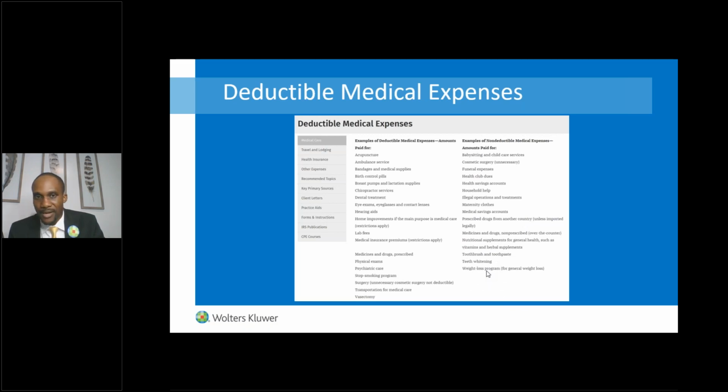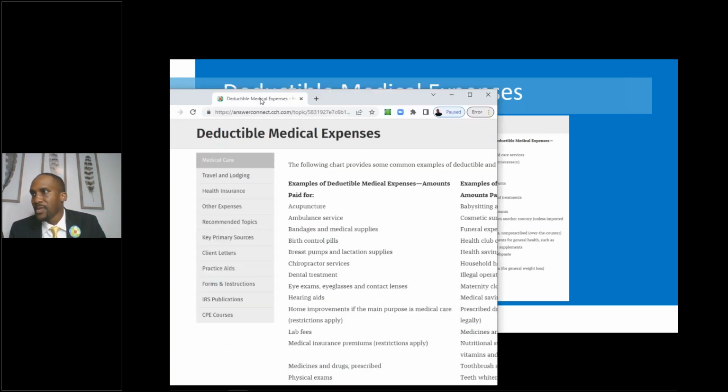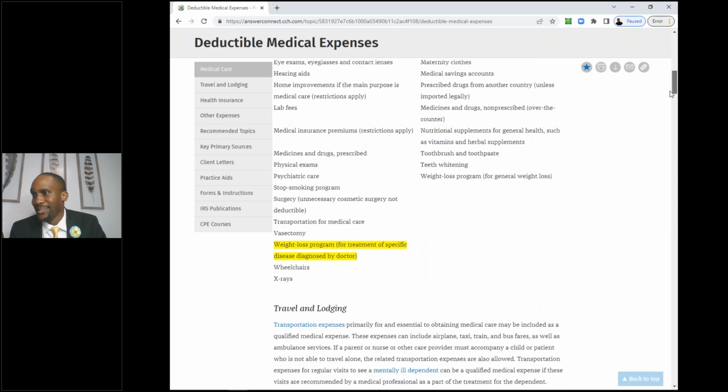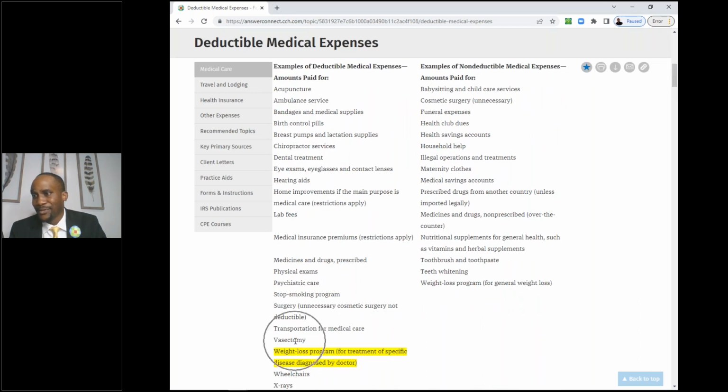But let's dig a little bit deeper, because I definitely like what Deborah said in the chat. I've got a more detailed list right here that I want to bring up and show you on the screen. This is the exact same list. Before I scroll down, I want to point out something to you. Birth control pills are tax deductible, right? Look what else is tax deductible. A vasectomy is tax deductible. So the government's going to give you a tax deduction for having fewer children, right? Just kidding. But you'll see right over here, definitely what Deborah said: weight loss programs for treatment specific to a disease diagnosed by a doctor. Absolutely. So that's a deductible expense.